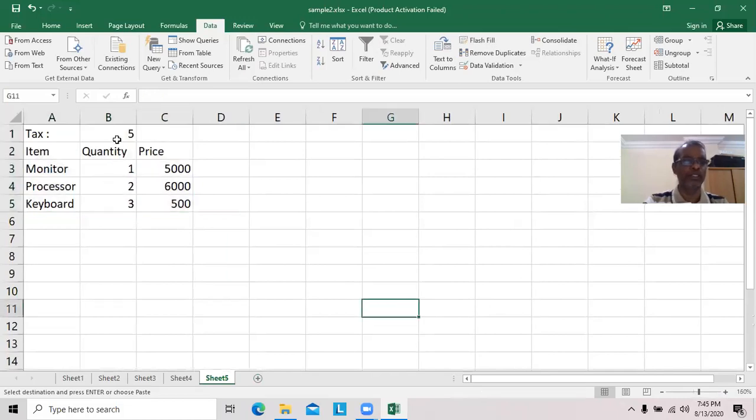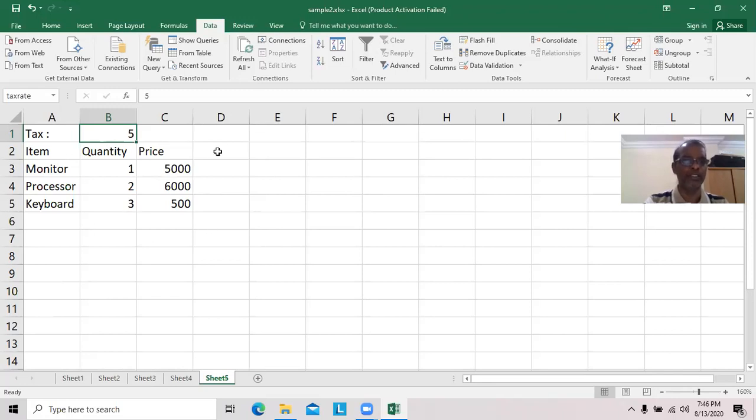Now assume this cell is B1. The cell name is B1, but I'd like to give it a different name, for example, tax rate. Click the cursor here, delete the B1 and type whatever name you want. I am giving it tax rate. From now on, the number 5 is available in tax rate. So tax rate is a named cell for B1.